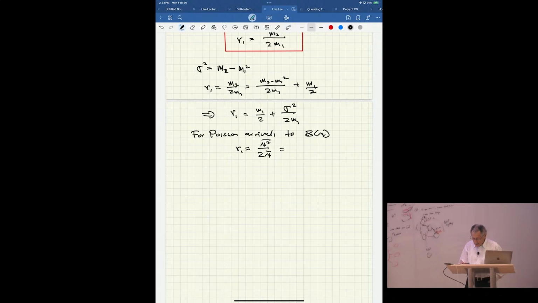And let me recognize that with Poisson arrival, what do I usually use as a notation for the rate of Poisson arrivals? Lambda. So let's multiply upstairs and downstairs by lambda. So that's lambda, second moment of service time. And what's lambda times x bar? It's rho, utilization factor.